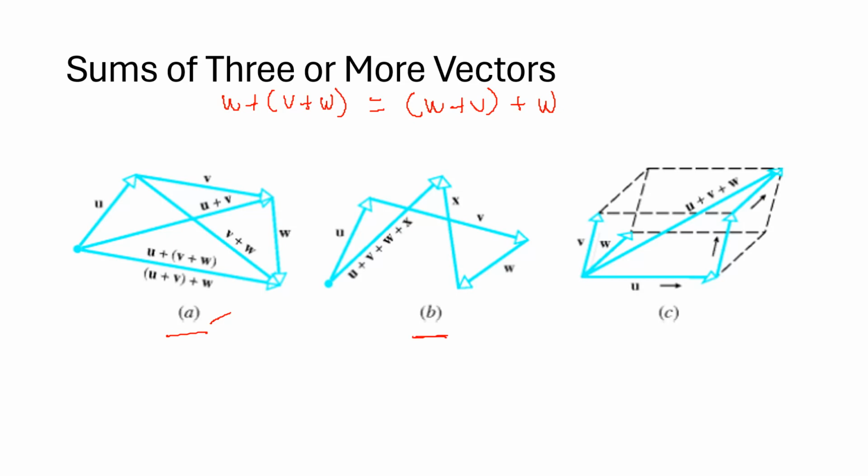The tip to tail method also makes it evident that if u, v, and w are vectors in 3-space with a common initial point, then u plus v plus w is the diagonal of the parallelepiped that has the three vectors as adjacent sides, just like this illustration, Figure C.